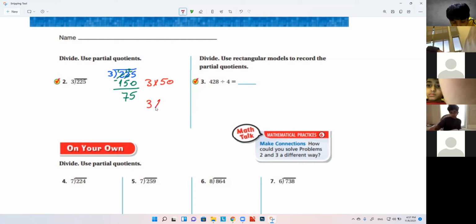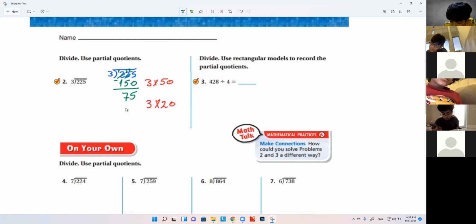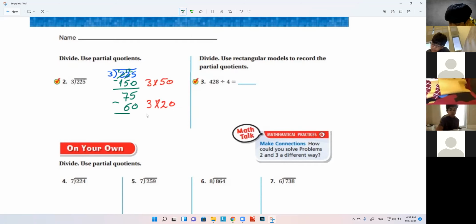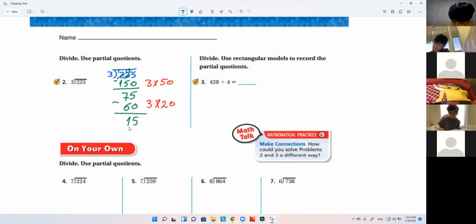So let's try 3 by, let's say, 20. 3 by 20 equals 60, right? So let's write it here and subtract. We can subtract it from 75 because 75 is greater than 60. So 5 minus 0 equals 5. 7 minus 6 equals 1. Oh, now we have 15.